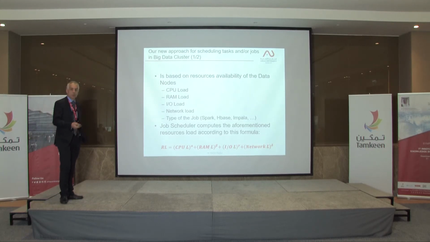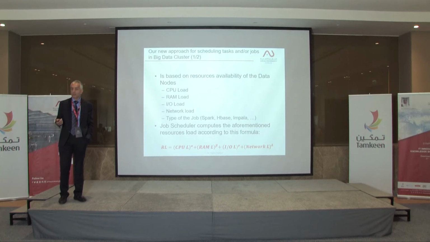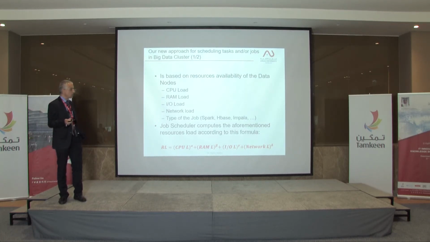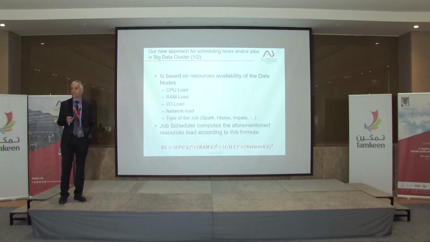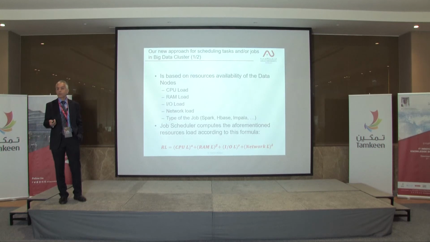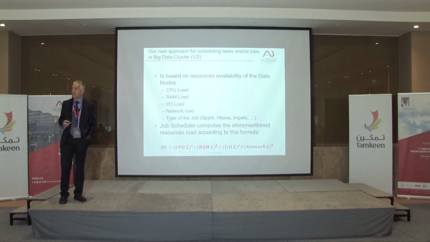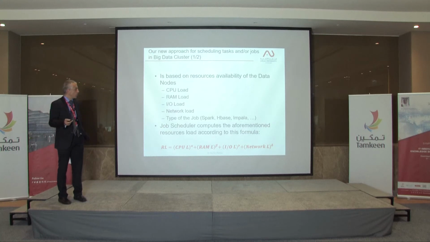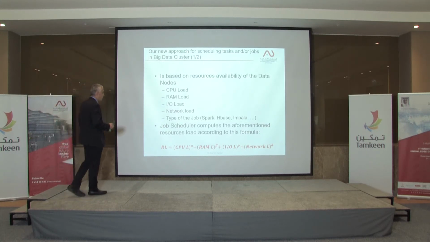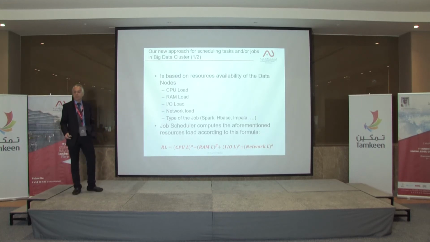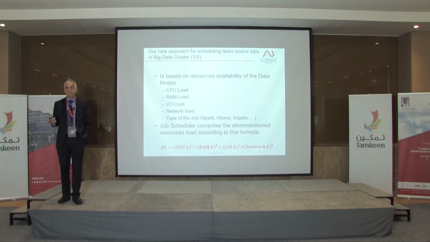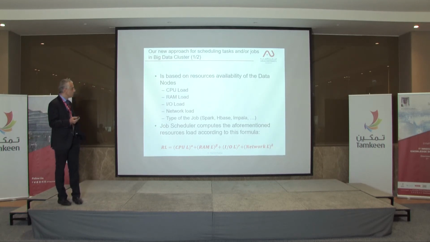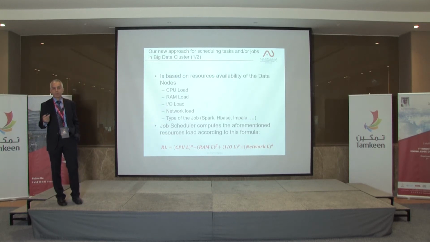So if I have a job that is going to use Spark, I need to make sure that the data node has enough memory, and also that the RAM load of the data node is not very high. By the way, the type of the job is important. For example, if I have an HBase job, the type of this job needs more disk access, and at that time, I need to make sure that I have the I/O load very low, in order to have good performance for the task.